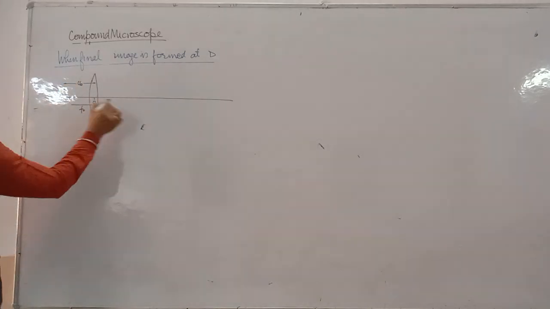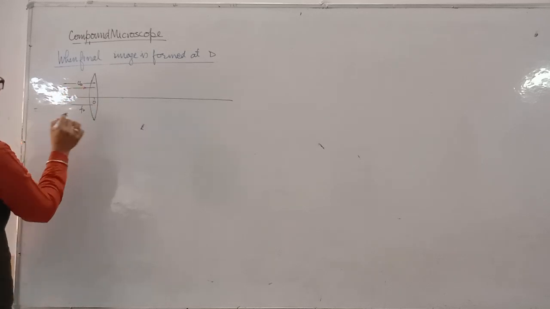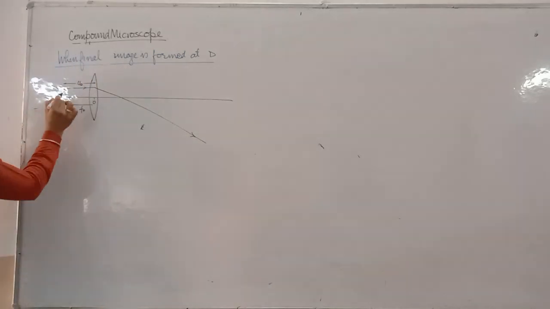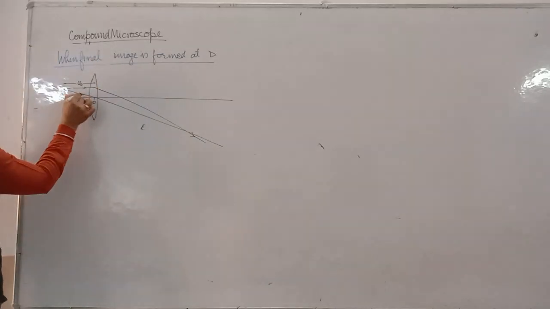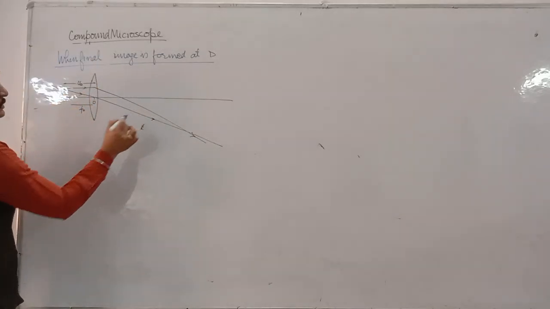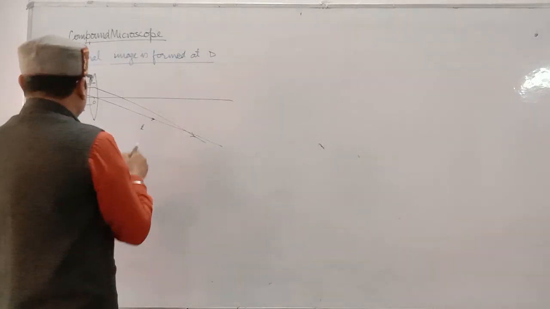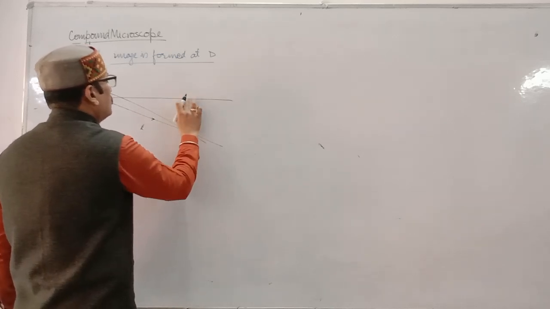What else? One ray parallel to the axis will move and will pass through the focus of the lens. Another ray will pass through the optic center and it will go without any deflection. This is the way to draw the diagram. Now, the final image of this is formed at this point.